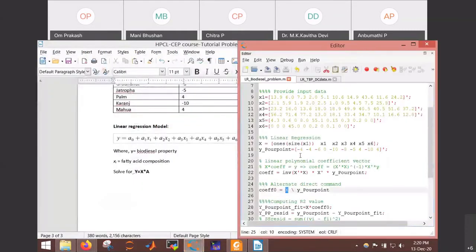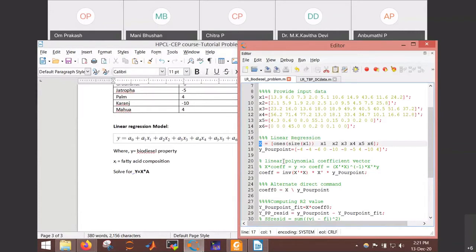So you see, A0 is constant. Corresponding to this, we have this column of ones. This is my column vector which has one in its rows. And these, x1 to x6, are my fatty acid compositions. So this is my x vector.